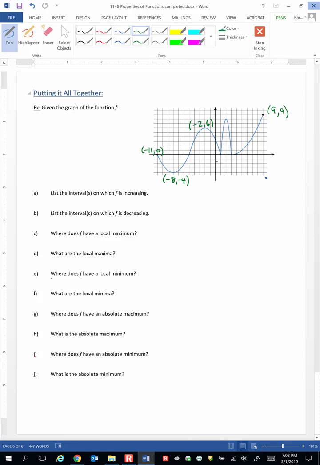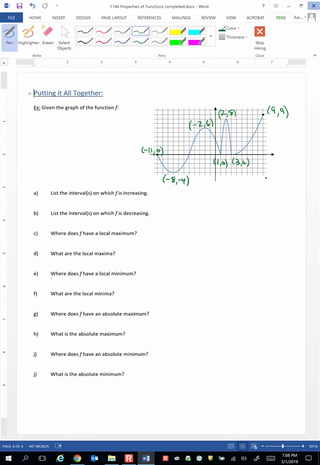Here's a couple of sharp turning points. One is at (1, 0), another at (3, 0). Here's a turning point here at (2, 8). And now I have everything labeled so I can start answering these parts to the question.